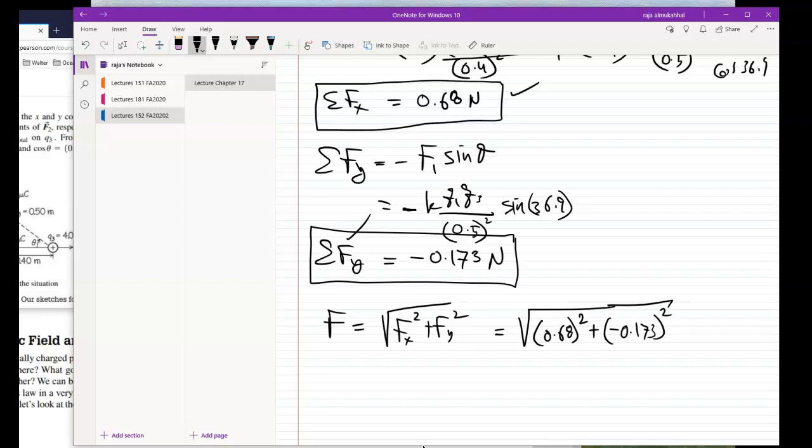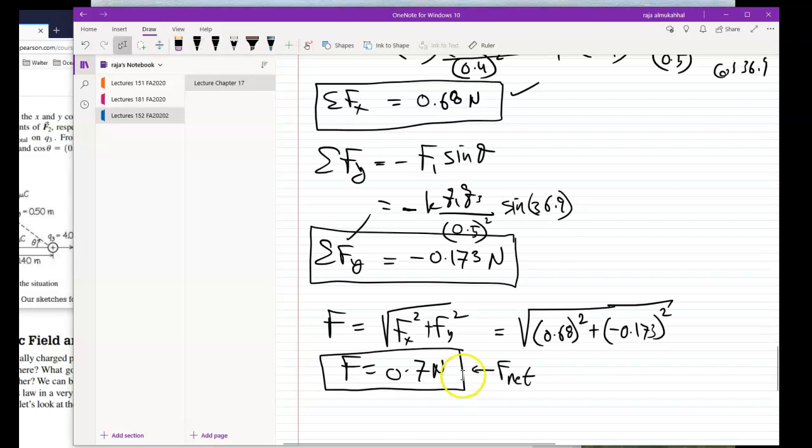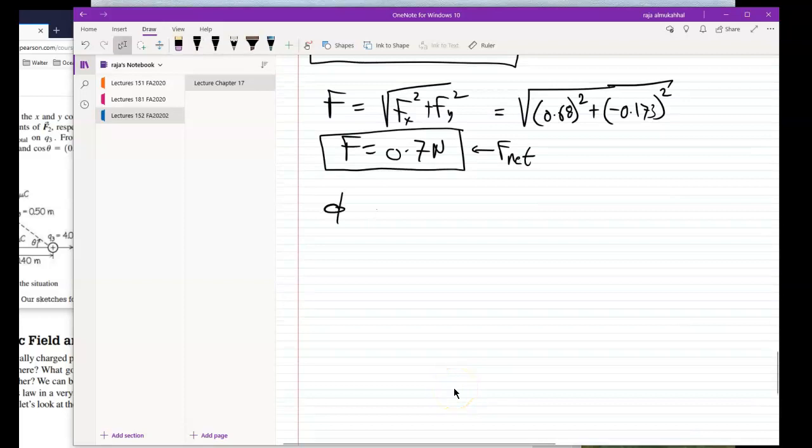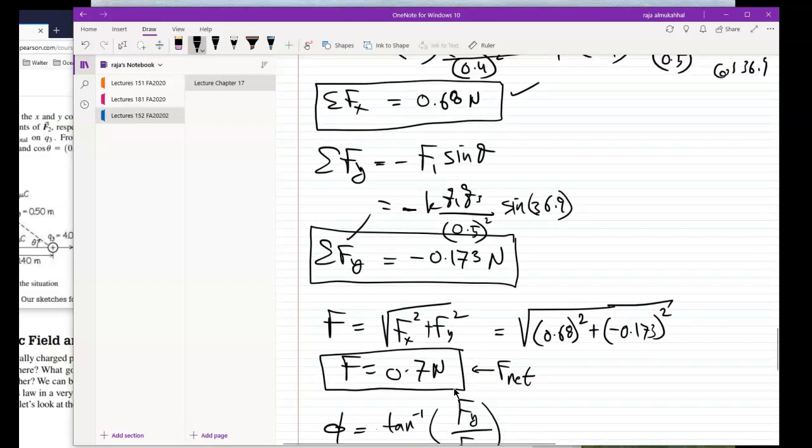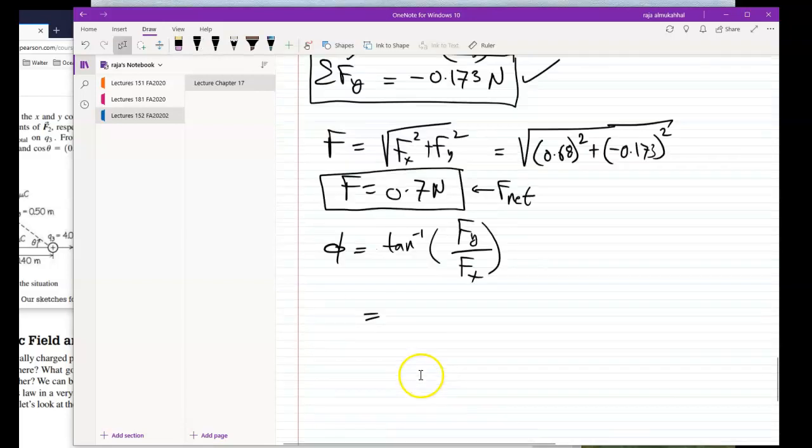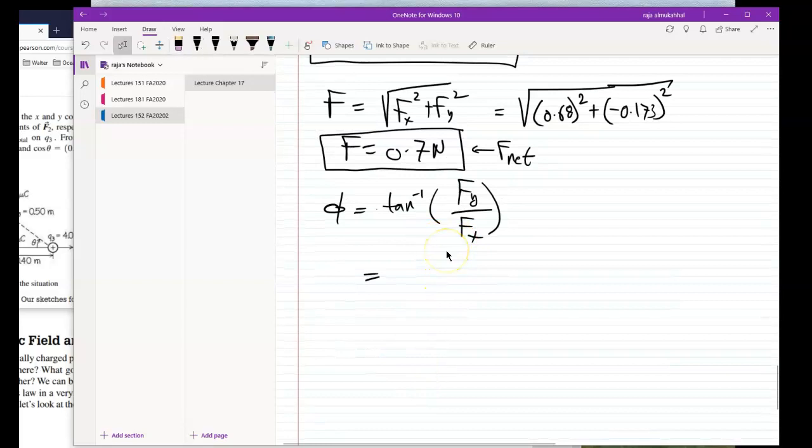0.173 squared. Work it out, you end up with F equals 0.7 Newton. There we go. I have the magnitude of the force, or the F net, if you will. And then the angle. What's the angle? Well, there's a law to it, just memorize it. The angle between them is always tan inverse of f sub y over f sub x. I have f sub y, which is right there, and I have f sub x, which is right here, right? Just plug it in, get the ratio and then the tan inverse.